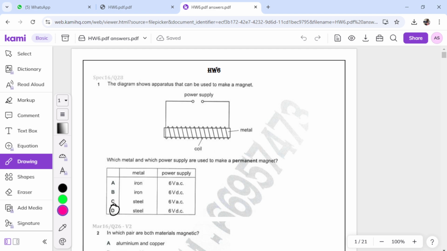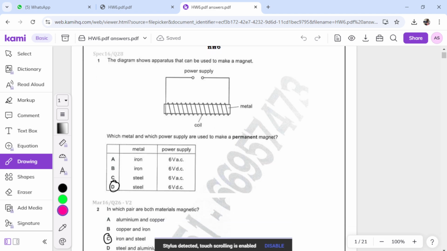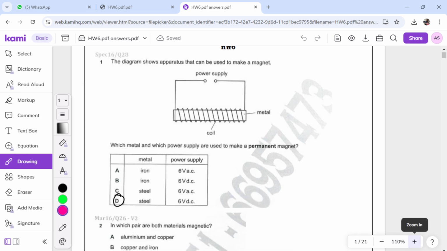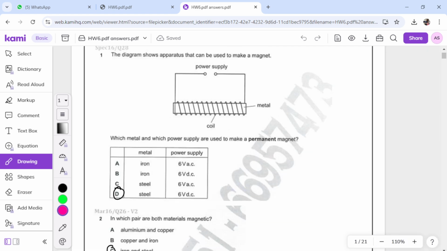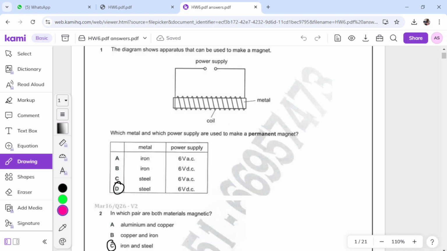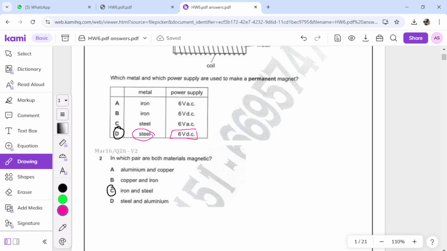Okay, so first question. The diagram shows apparatus that can be used to make a magnet. Which metal and which power supply are used to make a permanent magnet? A permanent magnet is made of steel, and it must be connected to a DC current, direct current.